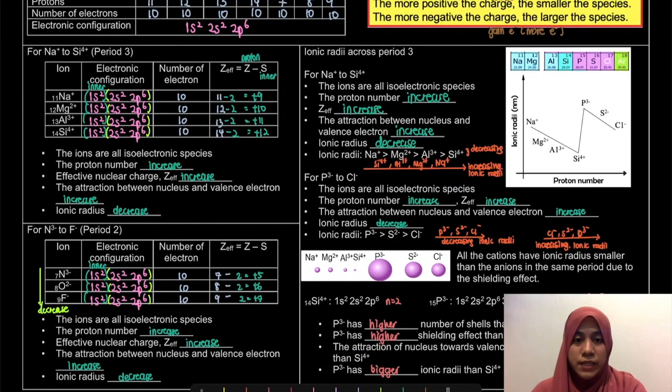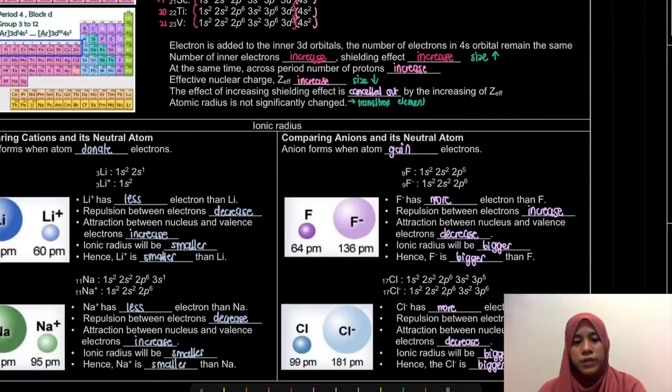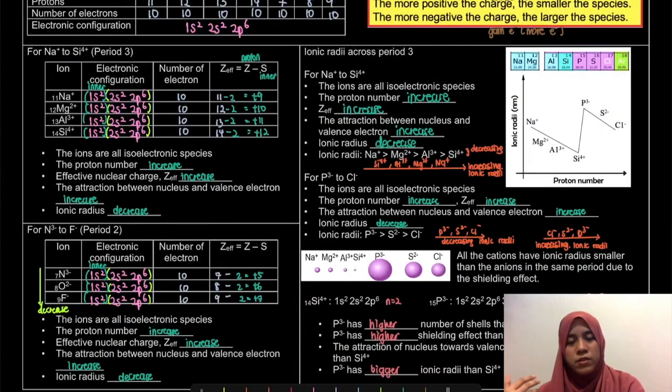Okay, so that's actually the end of our ionic radii. So we have learned about the anion and cation here, and then we also have learned about the isoelectronic species and the trends of the ionic radii across period 3.